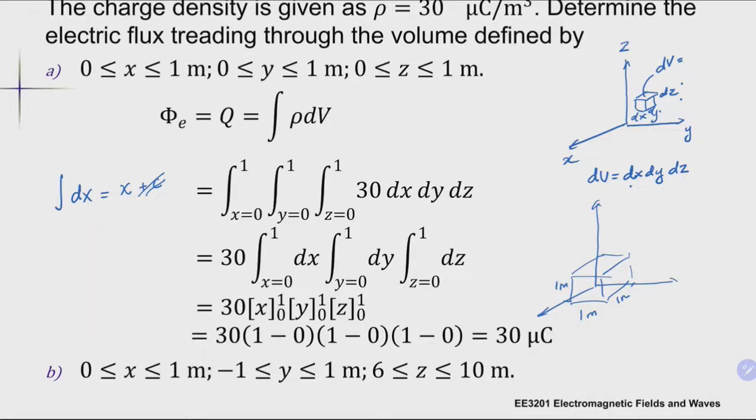Anyone manage to solve this? What's Q equals to? Sorry? 240 microcoulombs. Everyone get the same thing? Okay.